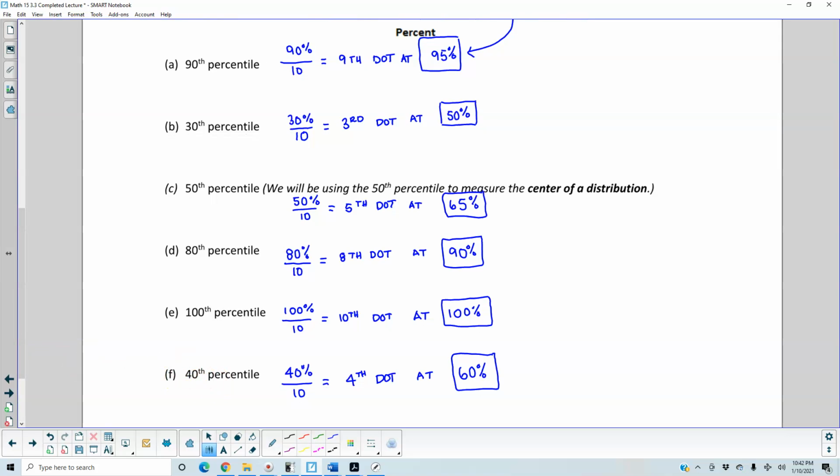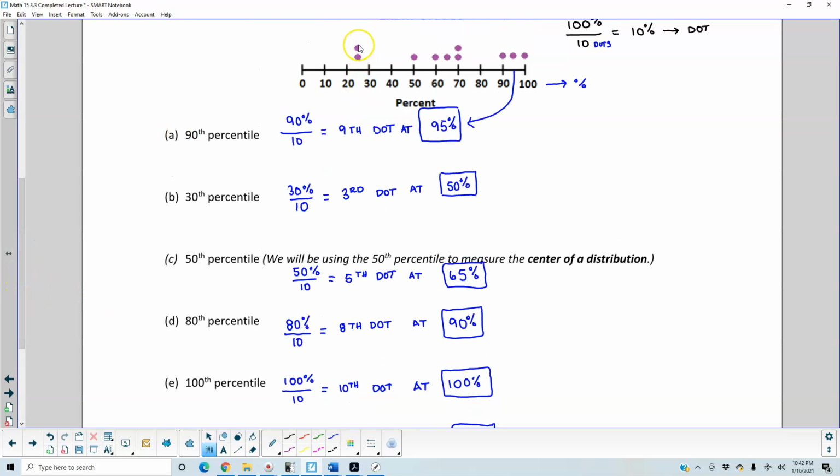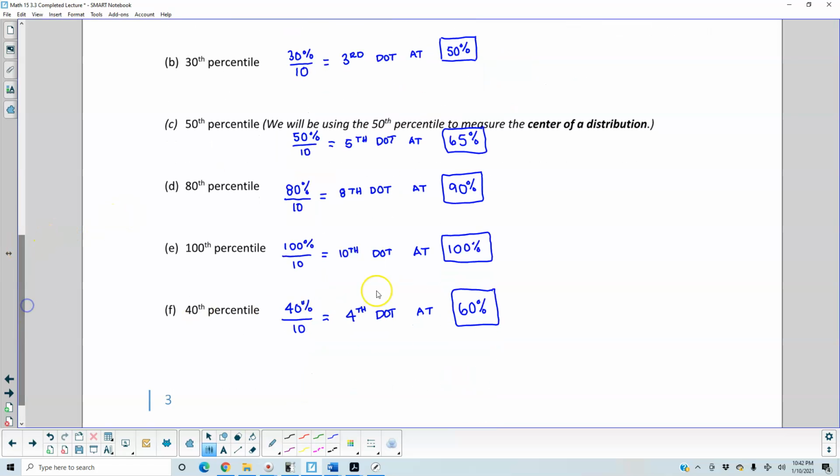And the 40th percentile, we're going to take 40% and divide it by 10, which is the 4th dot. So let's take a look at the 4th dot. 1, 2, 3, 4. The 4th dot is at 60%.